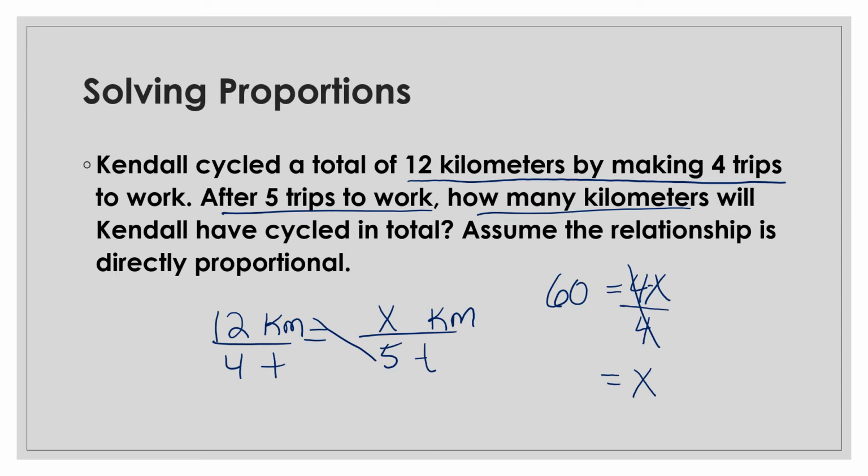If we divide by 4 on one side of our equation, we have to divide by 4 on the other side. So you would do 60 divided by 4, which is 15, which means that she would bike 15 kilometers in 5 trips.